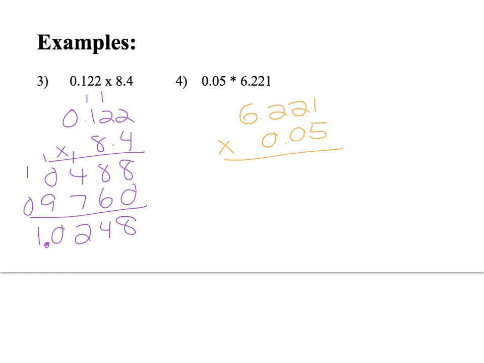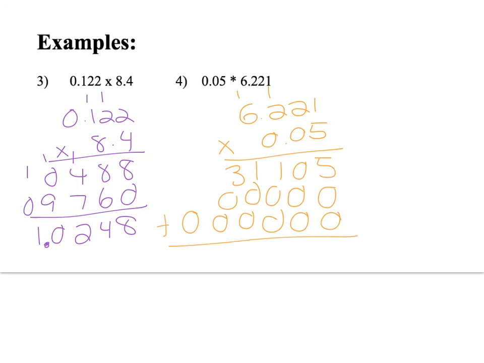5 hundredths times 6 and 221 thousandths. You may choose to stack these numbers either way. I chose to have the number with more digits on top just so it doesn't look lopsided. 5 times 1 is 5. 10, carry your 1. 11, carry your 1. 31. Placeholder 0. 0 times 1, times 2, times 2, times 6. 2 placeholders. Times 1, times 2, times 2, times 6. Add together. 5, 0, 1, 1, 3, 0.